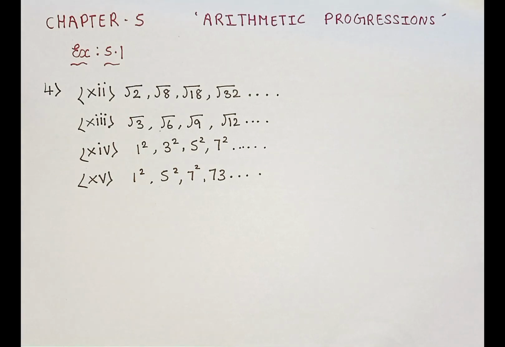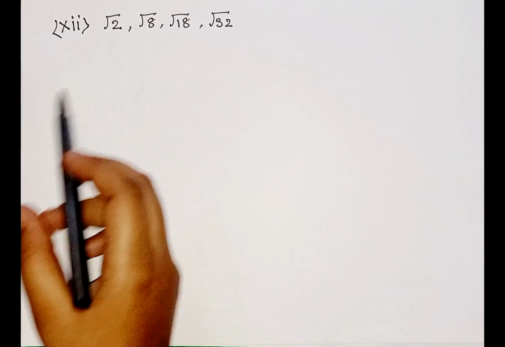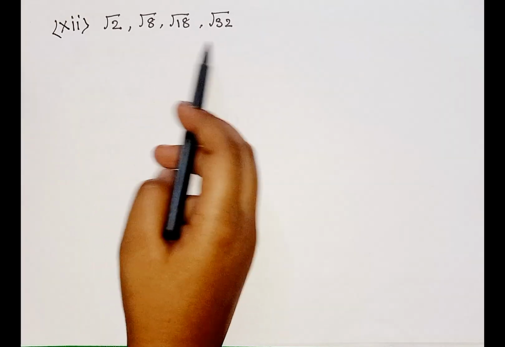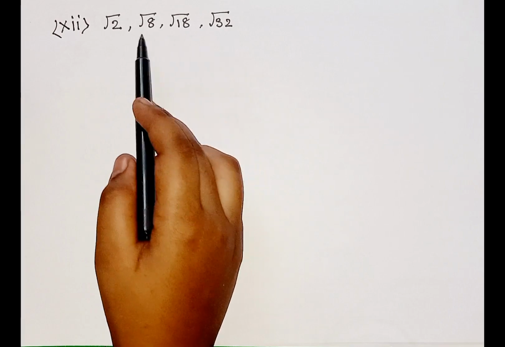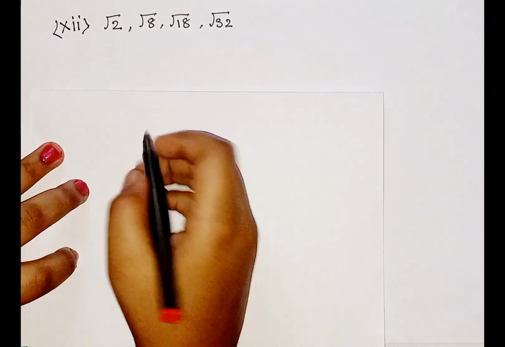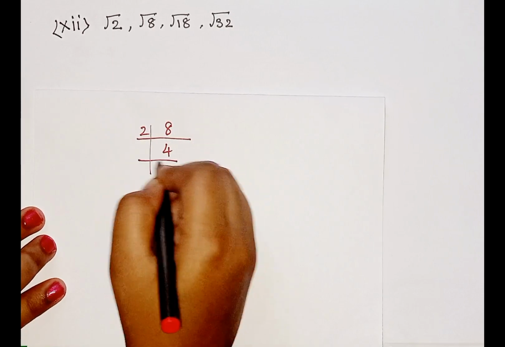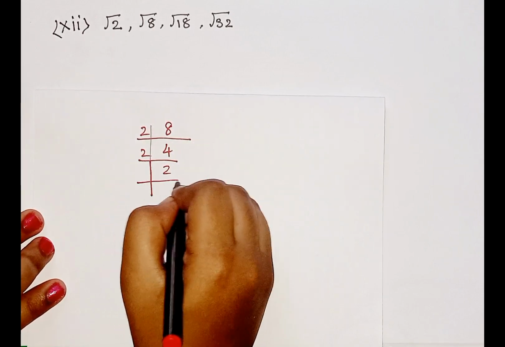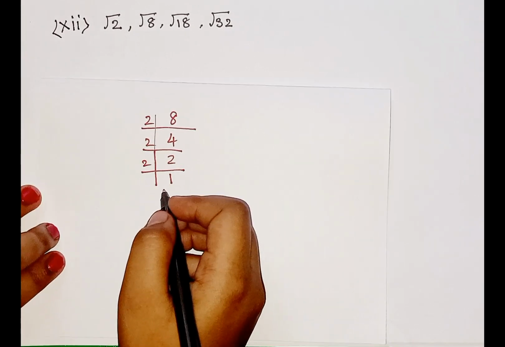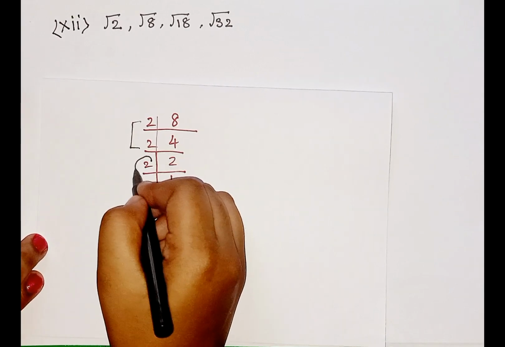So guys, when you check it out, we have root 2, root 8, root 18 and root 32, isn't it? So everything is in root. When I take factors for 8: 2 fours are 8, 2 twos are 4, and 2 ones are 2. Here we can take this as a pair and this one is left out.